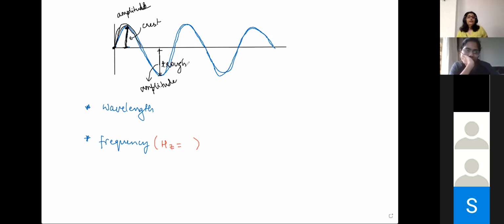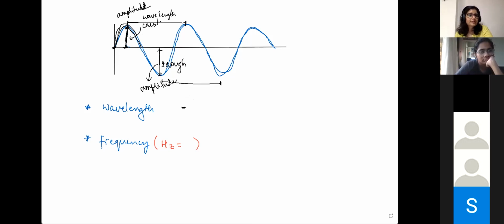Okay, so we have discussed wavelength and frequency. Words have come out, right? What do you mean by wavelength? Distance from one crest to another. Correct. Very good. So the distance from one crest to another, from this point to this point. So this is wavelength. You can also say from one trough to another. From here to here is also wavelength.